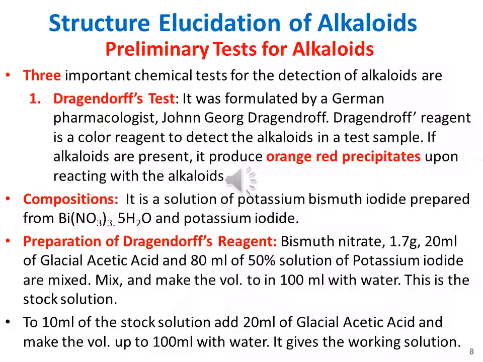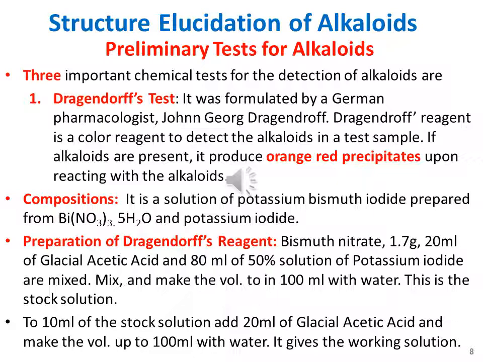Among the three preliminary tests for the detection of alkaloids, Dragendorff's test is the most important test. All these three tests, which we are going to discuss one by one, are color tests for the detection of alkaloids. Dragendorff's test was formulated by a German pharmacologist, Johann Georg Dragendorff. Dragendorff's reagent is a color reagent to detect the alkaloids in a test sample. Upon reacting with the alkaloids, Dragendorff's reagent produces orange-red precipitates, or sometimes it may also produce orange-colored precipitates.